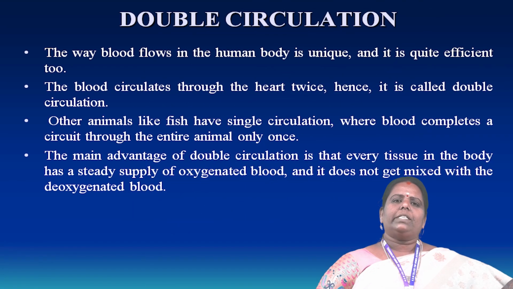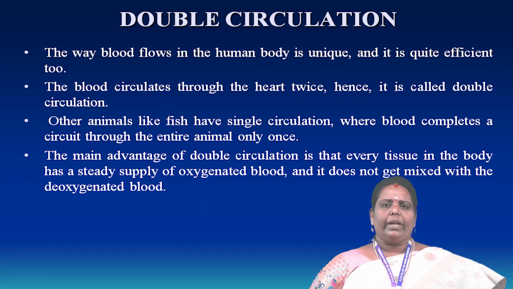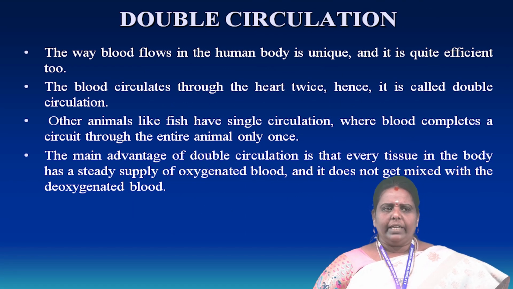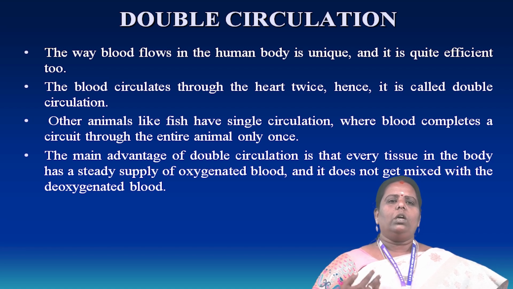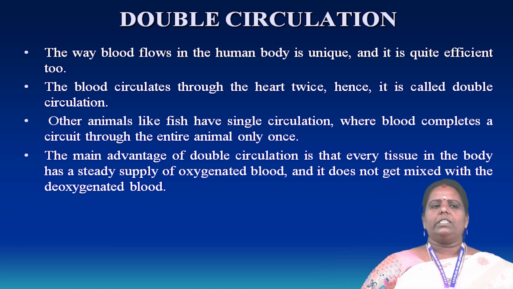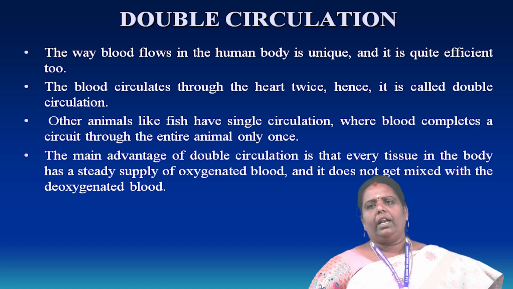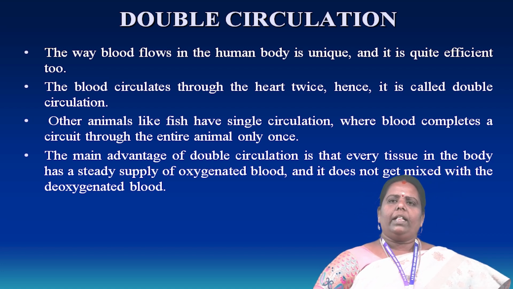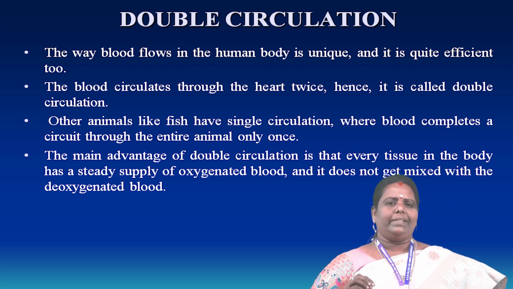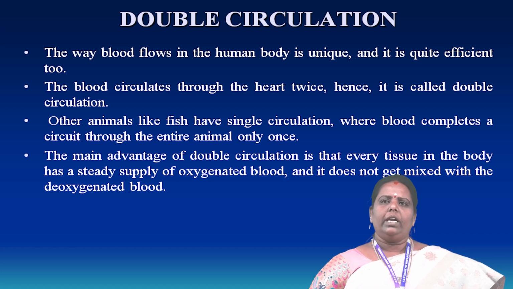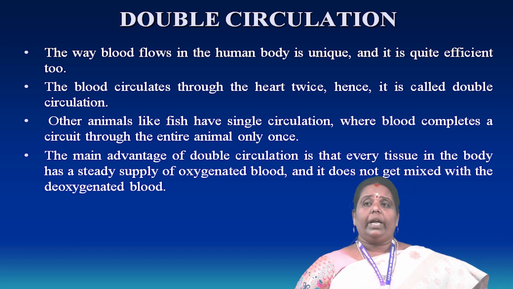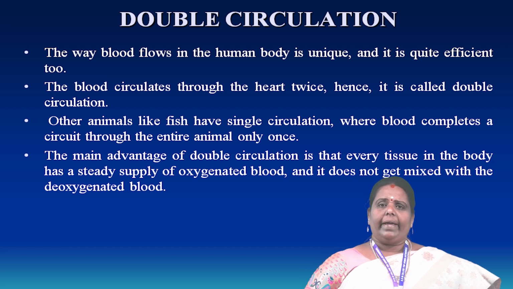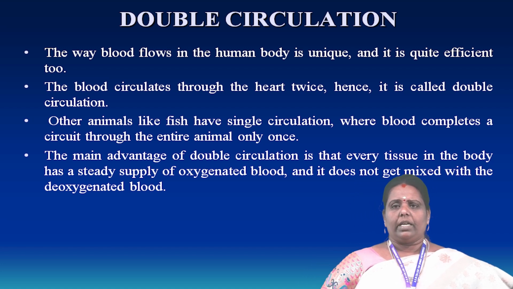So what is double circulation of the blood? Double circulation means the blood goes to the lungs and the heart, and then to the other parts of the body, doing the functions of inhaling and exhaling of air. The way blood flows in the human body is unique, peculiar, and quite efficient. The blood circulates through the heart twice, hence it is called double circulation.